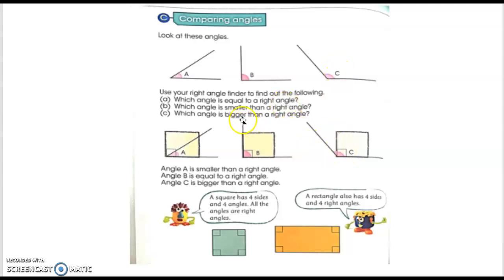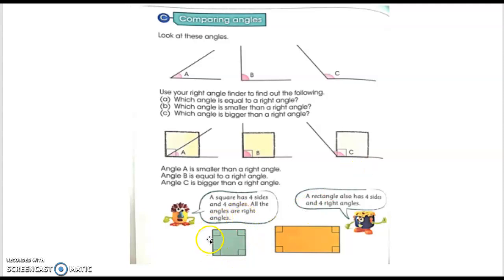So which angle is equal to a right angle? A right angle means the small square, which is 90 degrees. When an angle has 90 degrees, it's a right angle, isn't it? So which one? This is a right angle, right? B. Which one is smaller than a right angle? A. Which one is bigger than a right angle? This one, right? Now angle A is smaller than a right angle. Angle B is exactly a right angle. Angle C is greater than a right angle, isn't it?